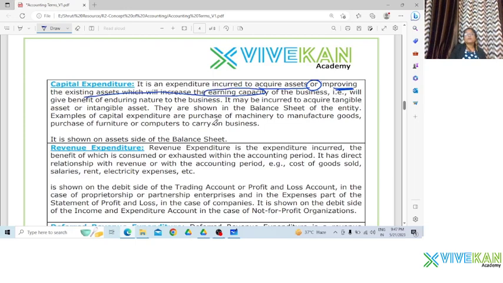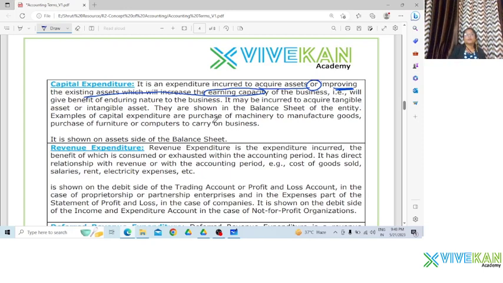See, suppose you have an existing plant and machinery and you have made some changes, some small repair and maintenance. Did it increase your earning capacity? No. Did it increase your production? No. Then it is not a capital expenditure. It's repair and maintenance, which means regular revenue expenditure.